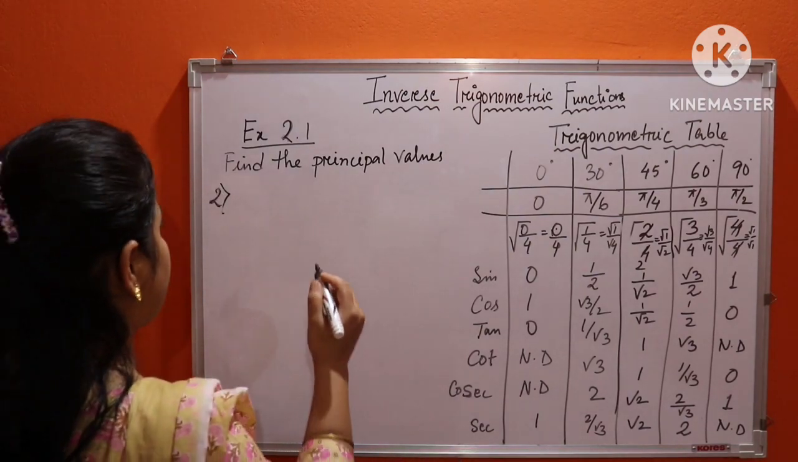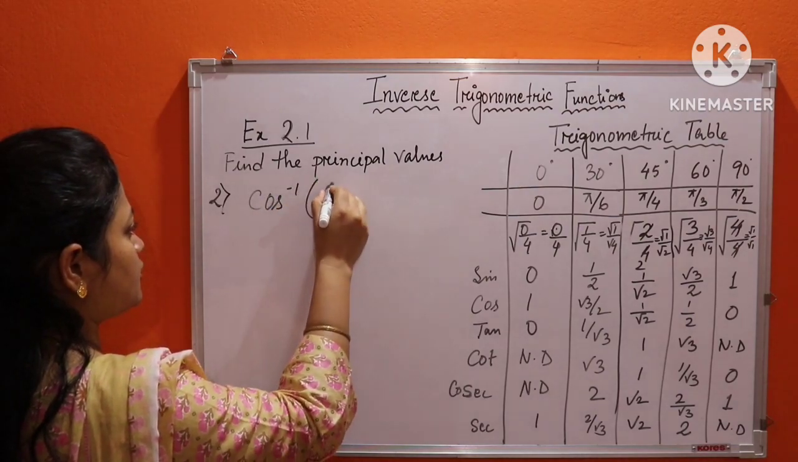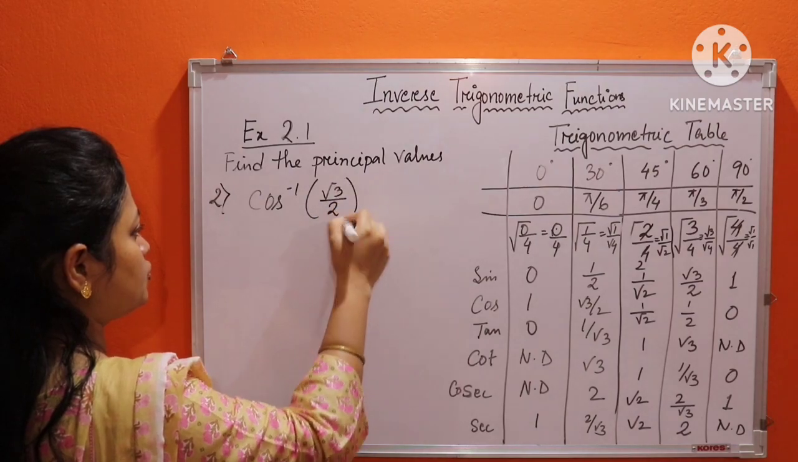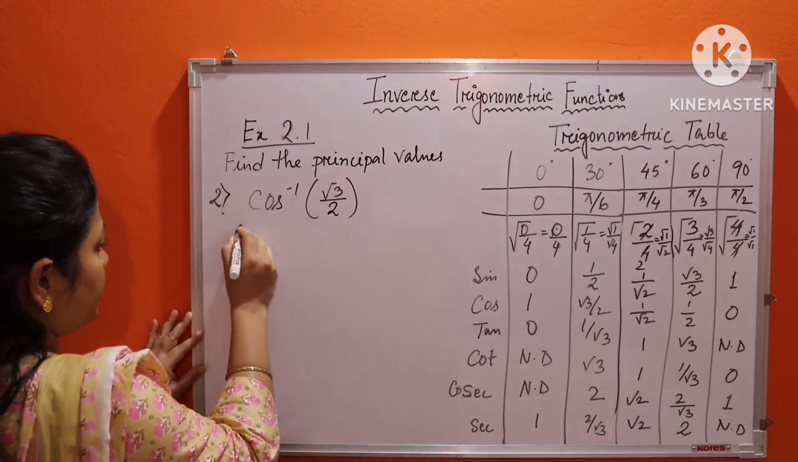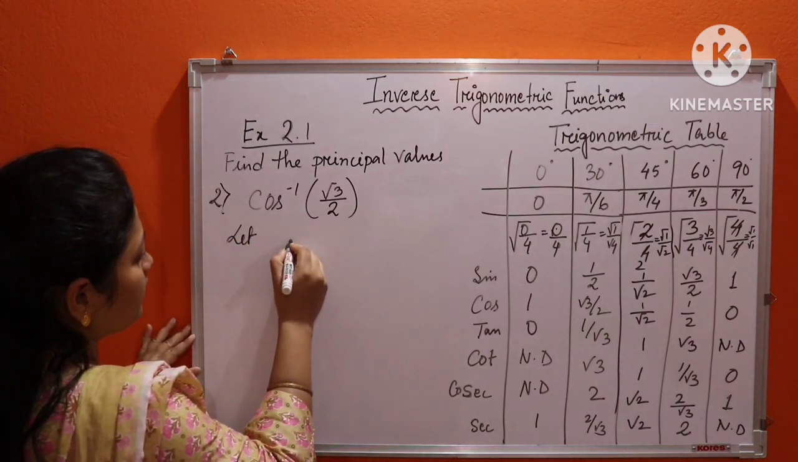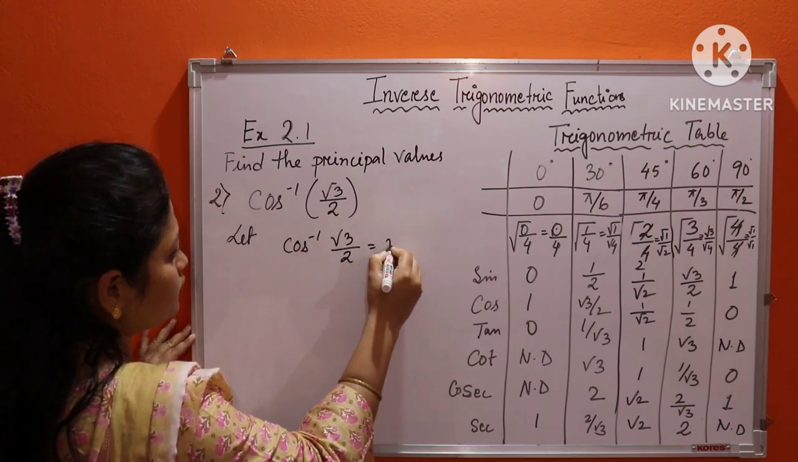Let us solve the second question, that is cos inverse of root 3 by 2. Cos inverse of root 3 by 2. Let cos inverse of root 3 by 2 be equal to y.